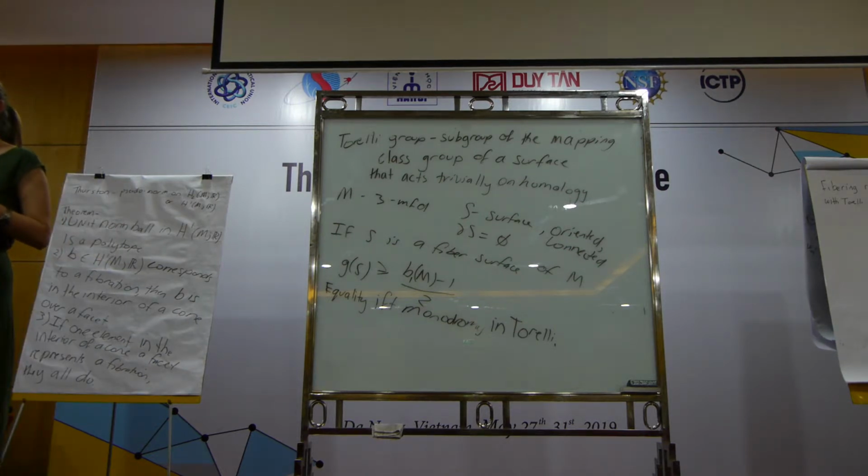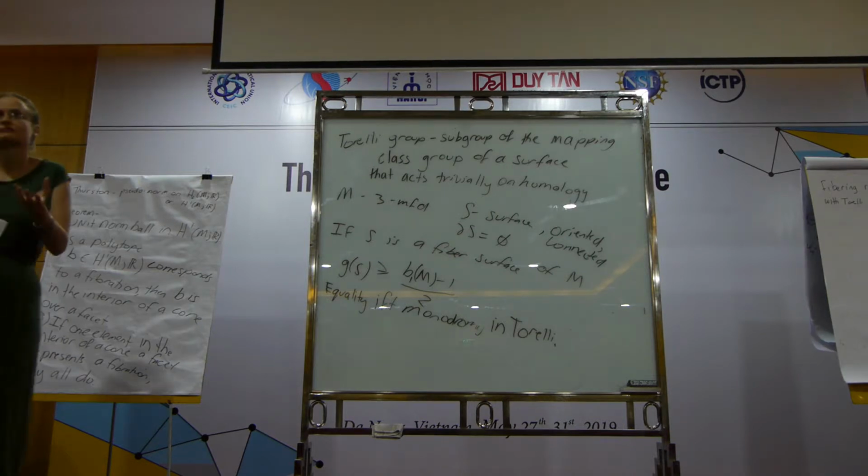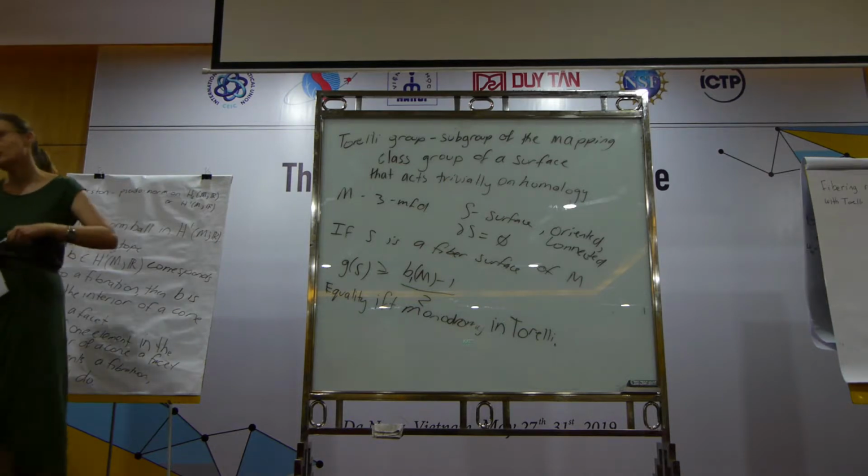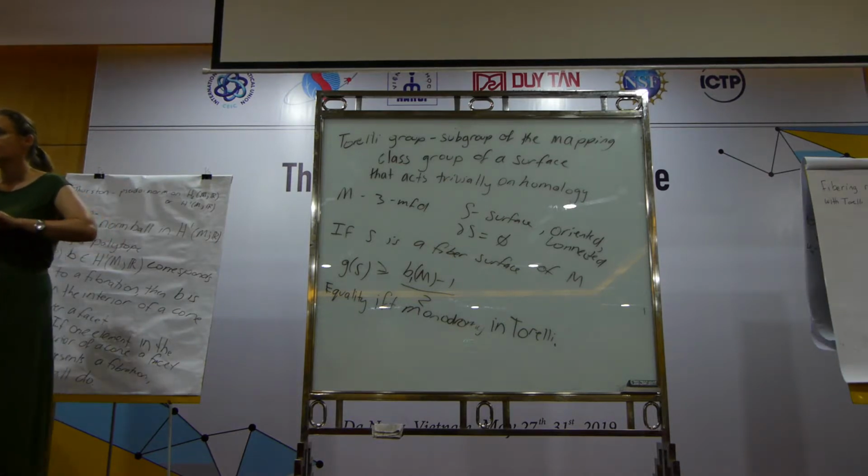If surfaces have many boundary components, then how do you define the Torelli group? I would normally define the mapping class group to fix each boundary component pointwise. And then you have a normal subgroup that acts trivially on homology of the surface with boundary.